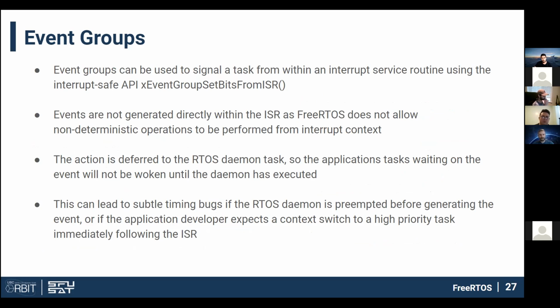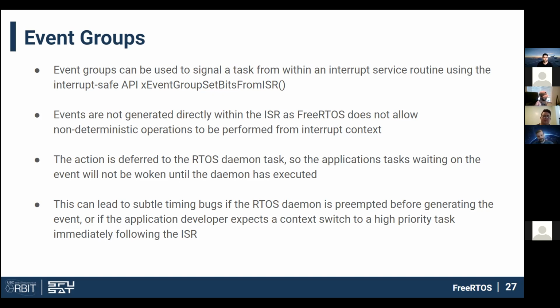Event groups can be used from interrupts, but there are some minor caveats that you should be aware of. For one, if you set a bit from the ISR, the events aren't generated directly within the ISR. The reason is that FreeRTOS doesn't allow non-deterministic operations to be performed inside interrupt context. When you set a bit, you could unblock multiple tasks simultaneously, and the scheduler doesn't know ahead of time which tasks will be unblocked. So it doesn't allow the bits to be set directly in the ISR. Instead, it defers the action to the daemon task in the RTOS, which is just some internal task that can be used to run asynchronous processing that you don't want to do inside an interrupt.